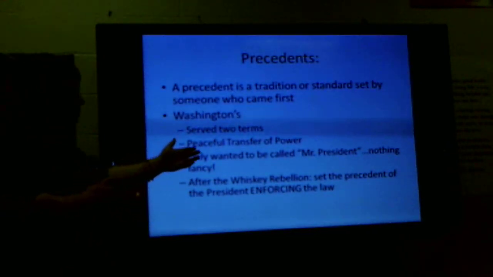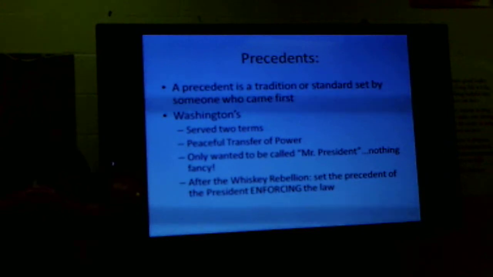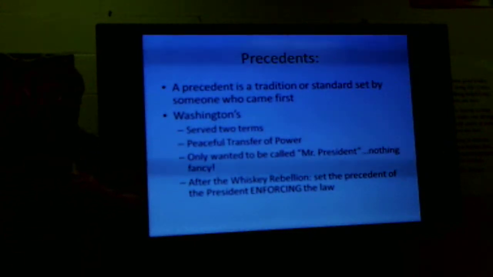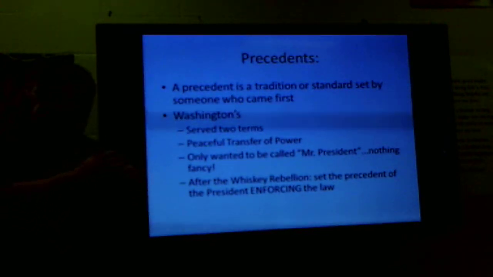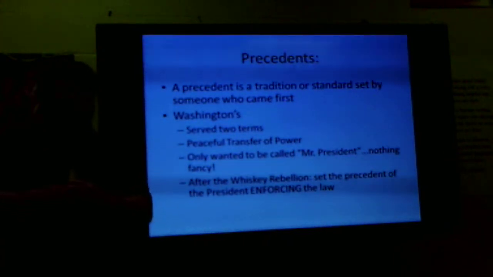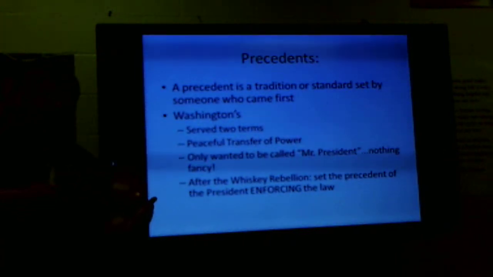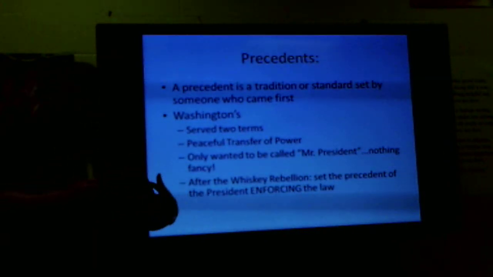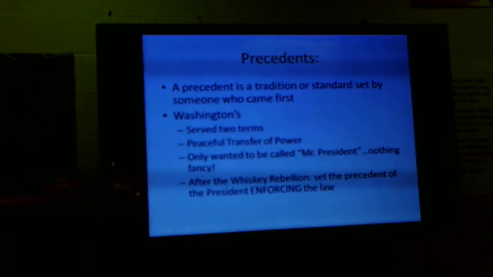He also set the precedent of peaceful transfer of power. So as John Adams became the 2nd president, there was a peaceful transfer of power from Washington's administration to Adams's administration. And then when Jefferson became president and we had a whole new party in the Democratic Republicans, as we go from John Adams to Jefferson, there's also a peaceful transfer of power.